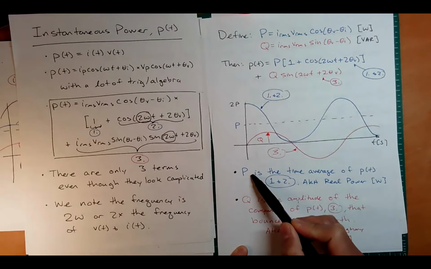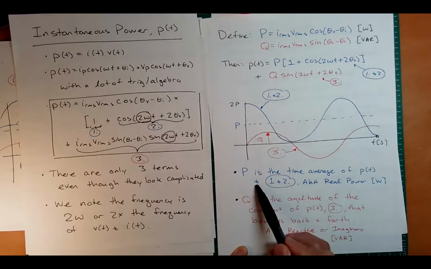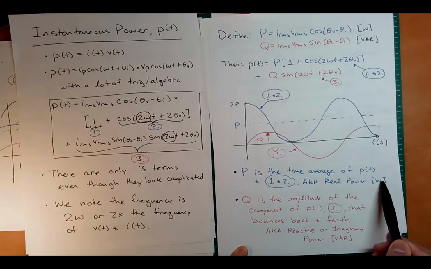Okay, so let's go back to this one. Capital P, the real power, is the average of the instantaneous power. It's the time average of the instantaneous power, aka the real power in watts.